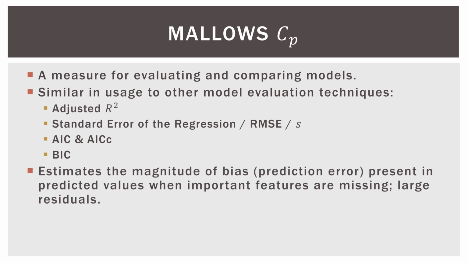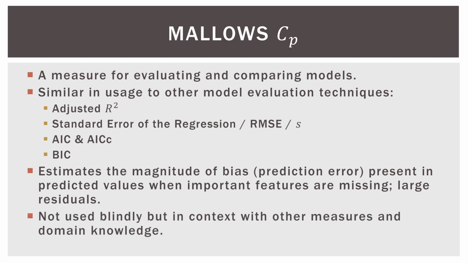Now, what it does is it estimates the magnitude of bias, in this case prediction error, present in predicted values when important features are missing. So we're measuring large residuals. Remember, if the model doesn't fit the data very well, if the predictions are way off, you will have large residuals. So we're measuring the bias or the prediction error using Mallows Cp.